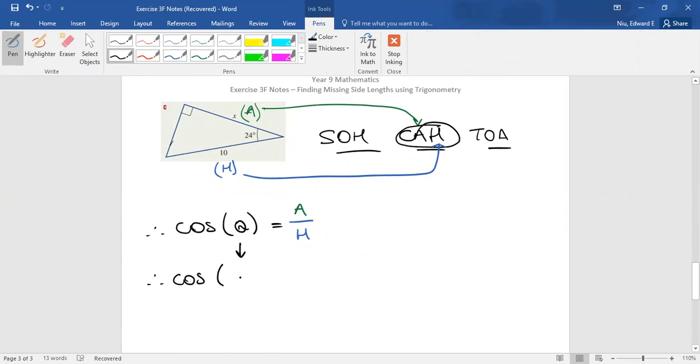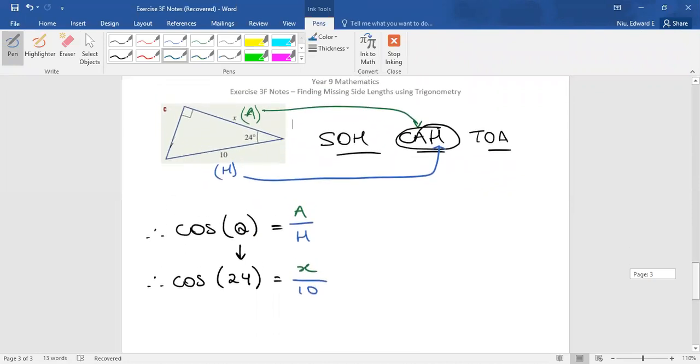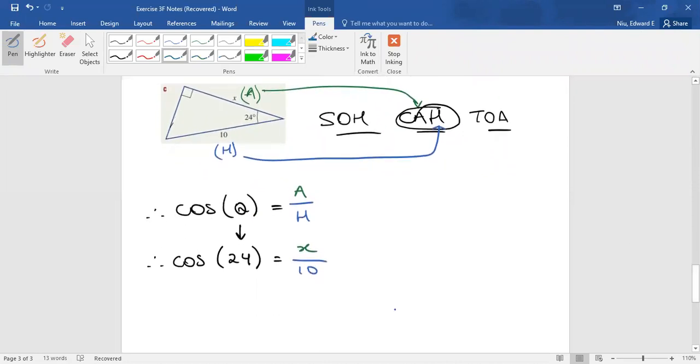So the angle inside is 24 degrees. We replace the theta with 24. We replace the adjacent side with x because that's the unknown value. And we replace the h with 10 because that's the hypotenuse side length. From here, we ask ourselves again, how do we get rid of this 10 so x is by itself on the right side? Well, the opposite of division is, remember these symbols of 3 dots just means therefore.